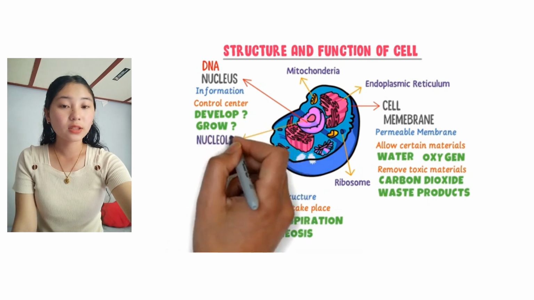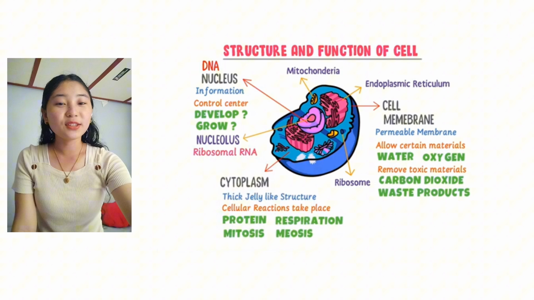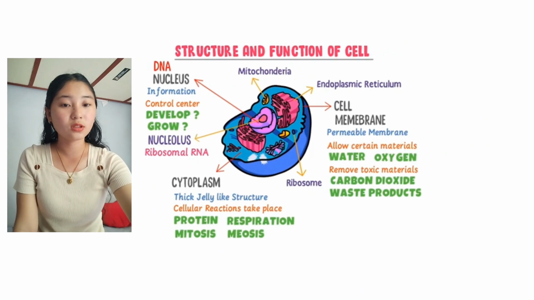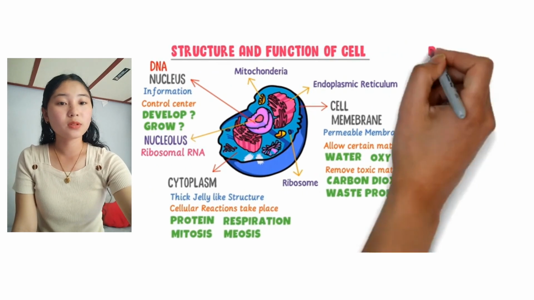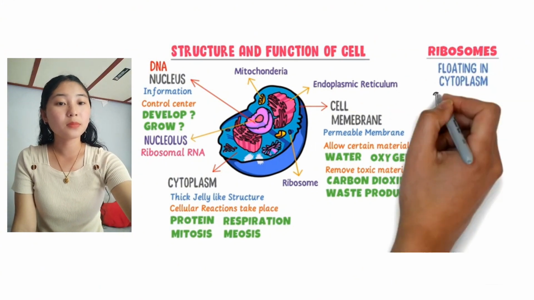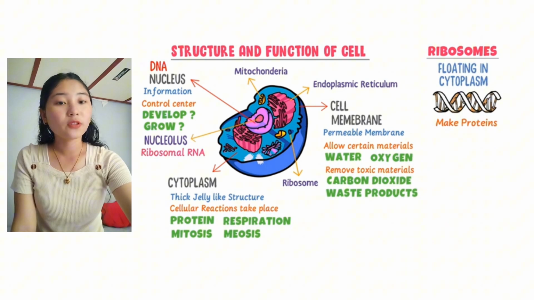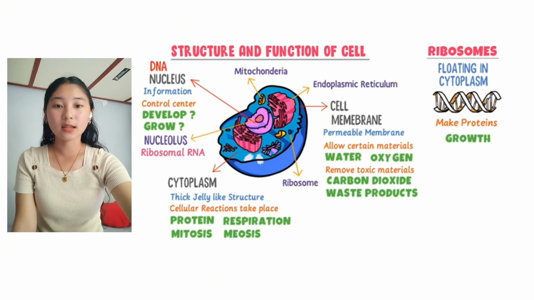Nucleus contains nucleolus. It forms ribosomal RNA. The newly made ribosomes are transported out of the nucleus through the nuclear pores to the cytoplasm, where they do their job. Now, what are ribosomes? These are floating organelles in the cytoplasm which make proteins that are needed for the cell. For example, ribosomes make proteins for the growth of the cell and repairing of the cell.